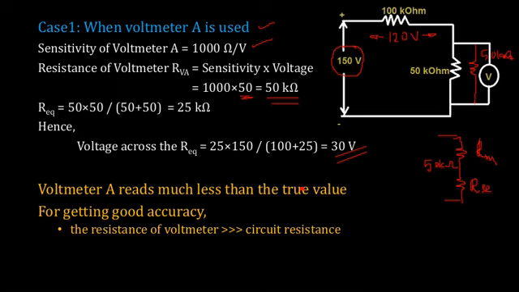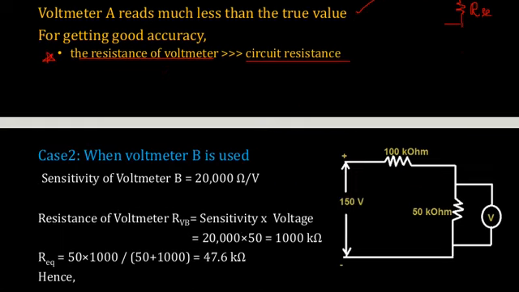So your voltmeter here reads very low when compared to the true value, and for getting good accuracy, the resistance of the voltmeter has to be much greater than the circuit resistance. So that is the thing that you need to keep in mind.